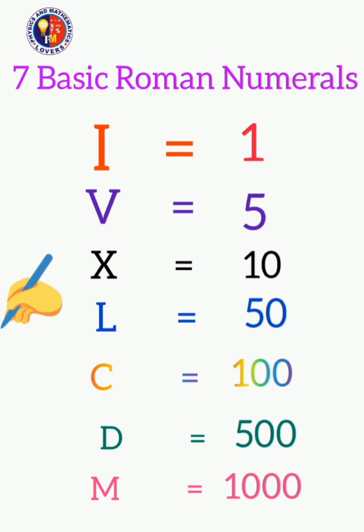If you look at it, letter I stands for 1. The next letter is V, which stands for 5. The letter X stands for 10. After letter X, we have letter L. Letter L stands for 50. Then letter C stands for 100. After letter C, we have D. D stands for 500. Then we have M. M stands for 1000. So from this, we are able to form different figures in Roman numerals.